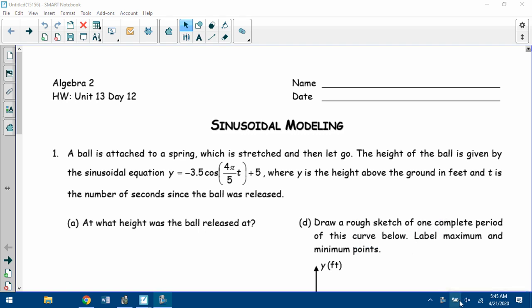Winding down with the trig unit. We've only got a couple days left, but got another day of sinusoidal modeling today. I'm starting with the homework. Homework looked really good last night. I'm really pleased with the job everyone's doing.